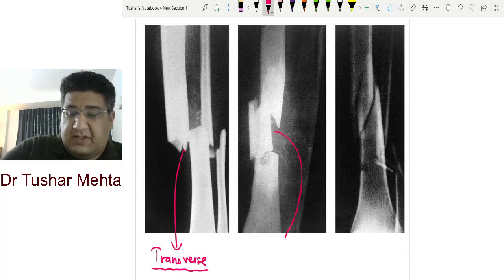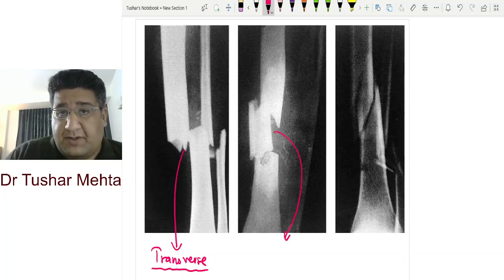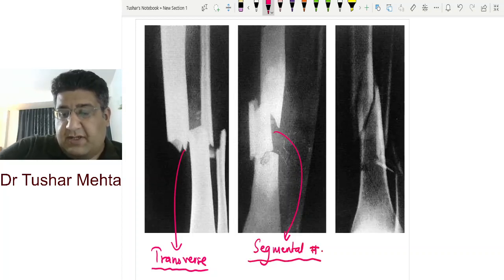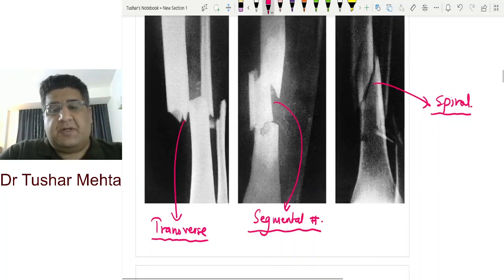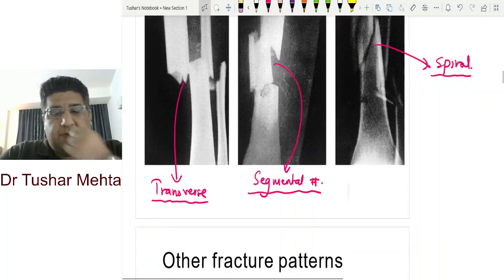Can you identify this fracture pattern? Don't call it comminuted. The size of the intermediary fragment is quite good. So this is a segmental kind of fracture. Can you see this kind of fracture? So this is a spiral cum oblique kind of fracture. Are we able to understand this? So these are the three different patterns.